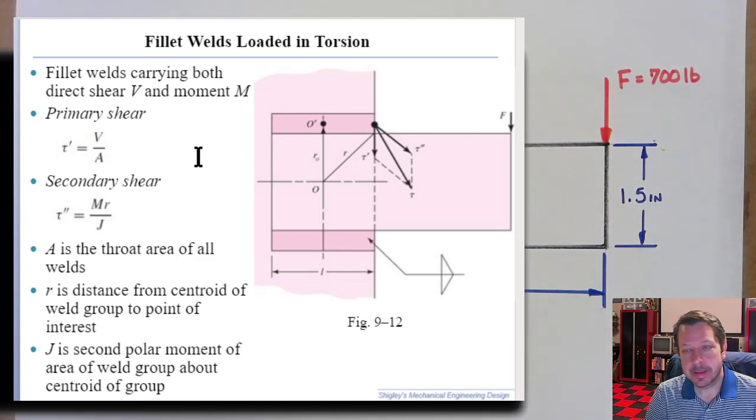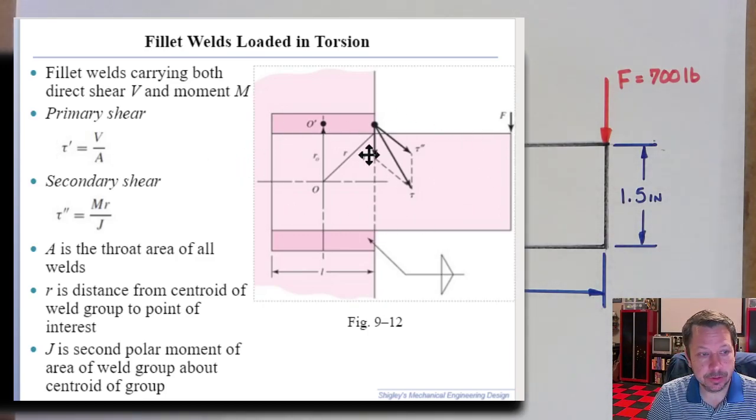So let's just look through this. This looks familiar. Very similar to what we did when we had bolts, except now these darker pink areas are welds instead of bolts. But you take a similar process to when you were using a bolt group, and that's similar to what we're going to do with this weld group.